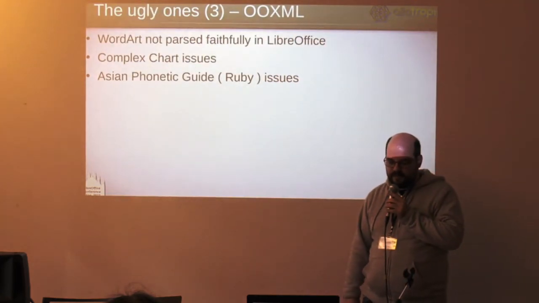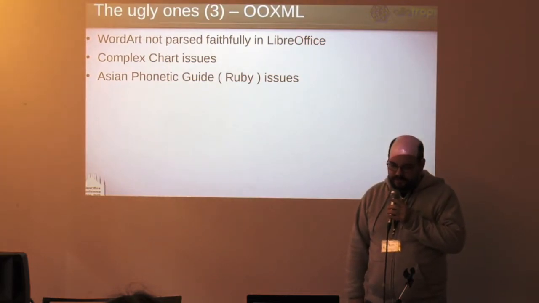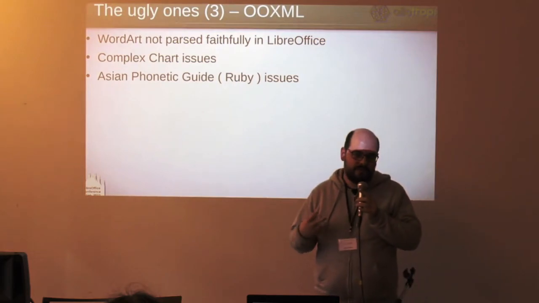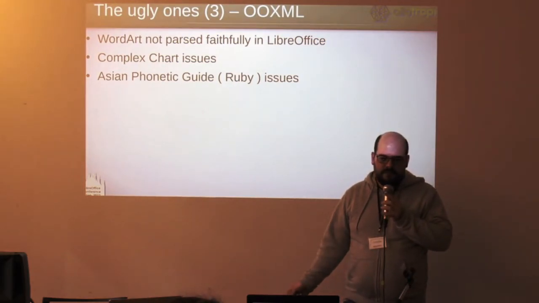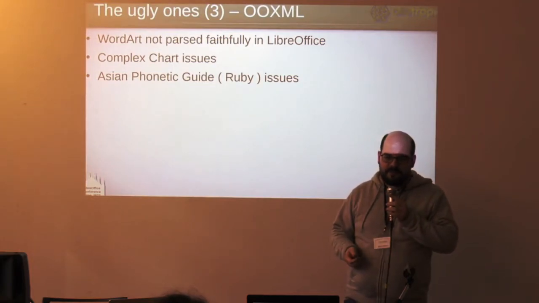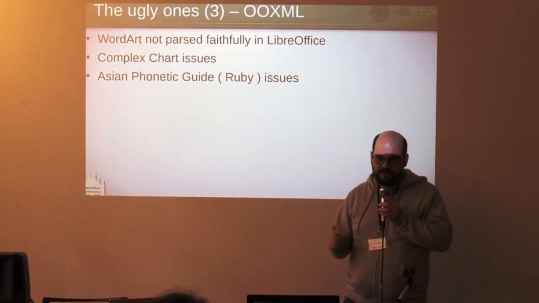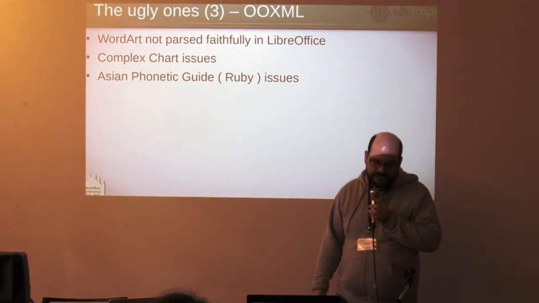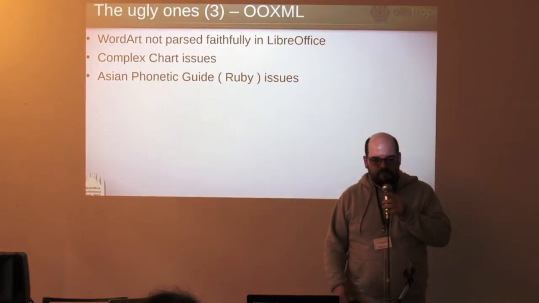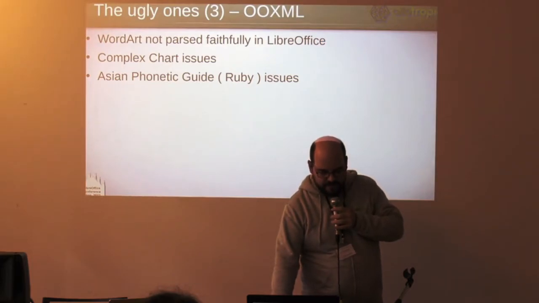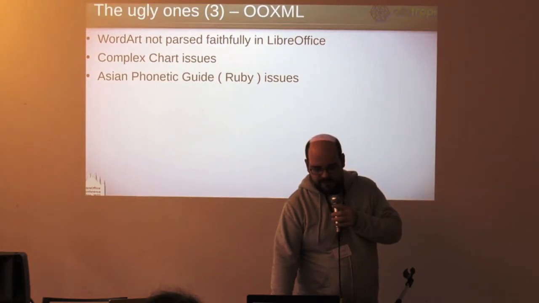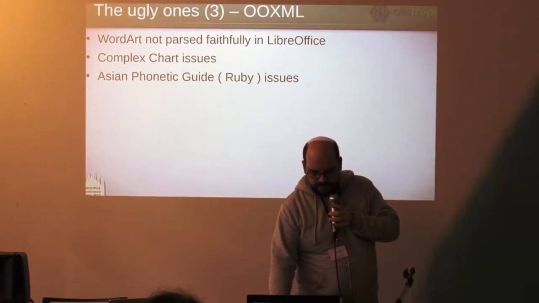And of course, there are ugly ones in generic OXML, like WordArt, and complex charts, which are charts with more than one representation for the data. So chart component supports column and line combination, but Microsoft Office supports a lot more combinations for the data visualization and in some use cases those are as well used. And of course there is Asian phonetic guide. I have no idea what is that, but looks very, very bad in terms of open box.